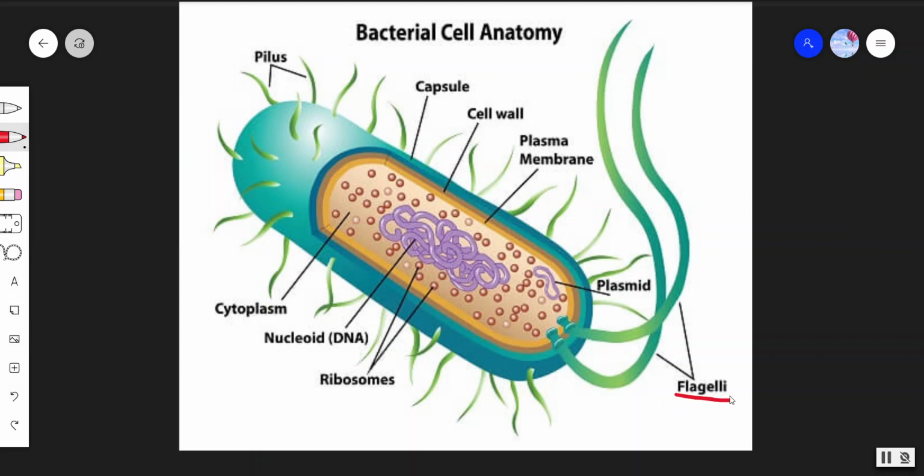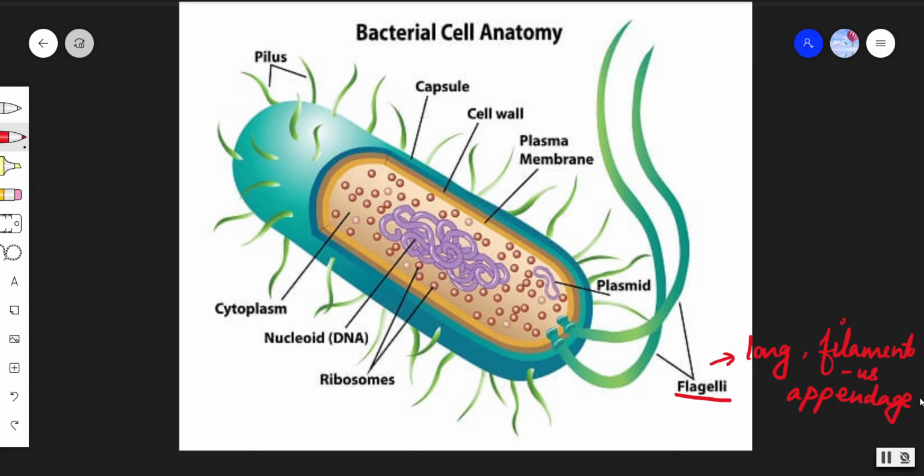Okay, flagella in short. If you are talking about a singular one, that is flagellum; in plural terms, it's flagella. It's a long filamentous appendage. Why are we calling it an appendage? Because it is used in the movement of bacteria. It helps in movement of bacteria.